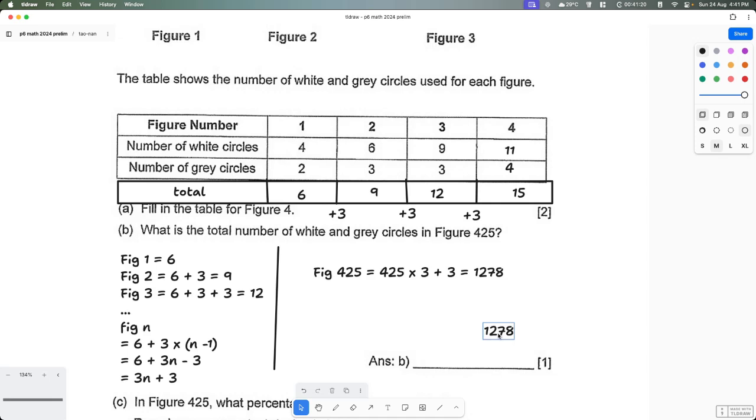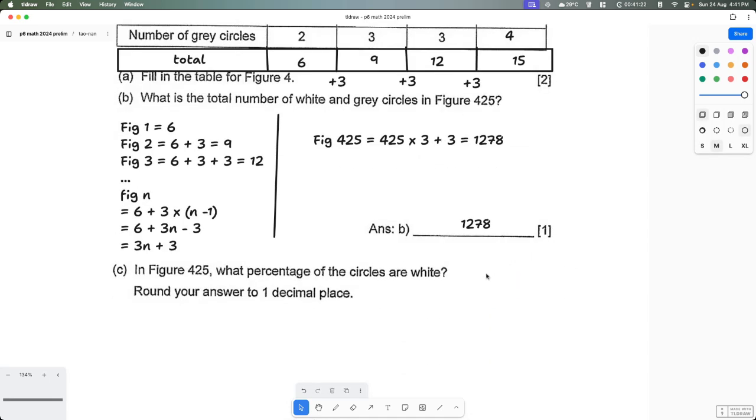Okay, there you go. That's the answer. Okay, let's move on to C. In figure 4 to 5, what percentage of the circles are white? Round your answer to one decimal place.